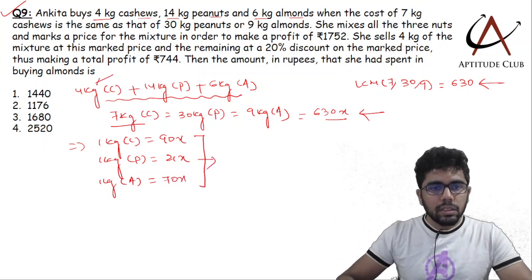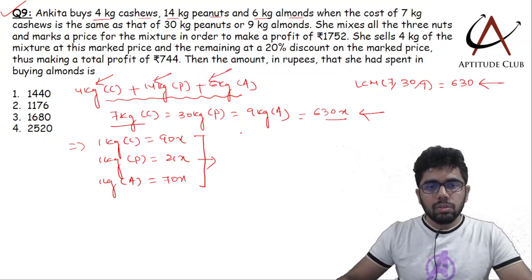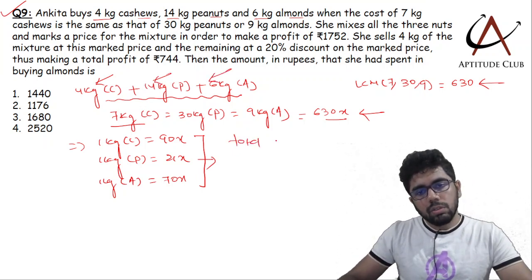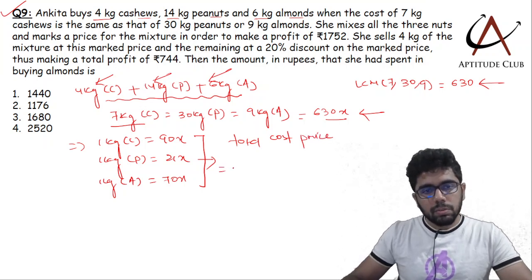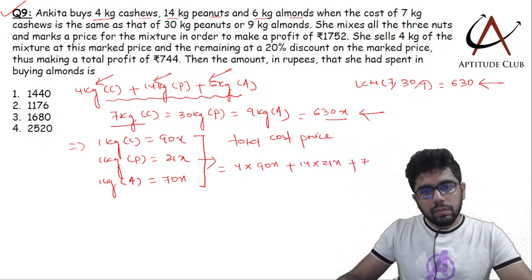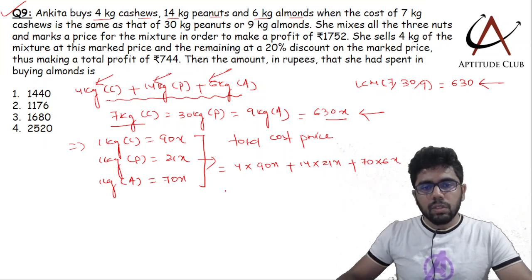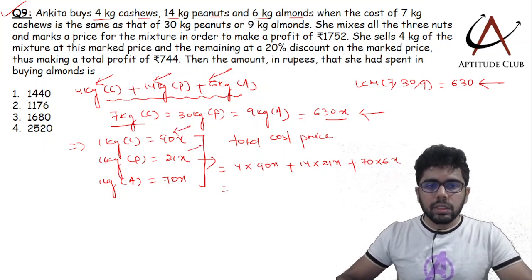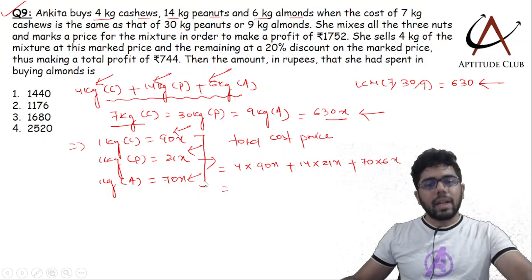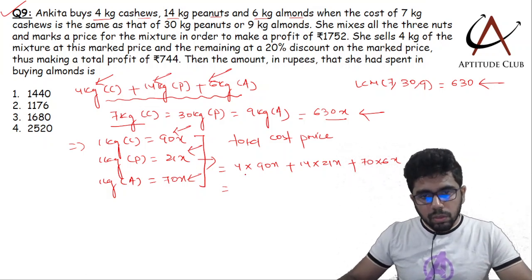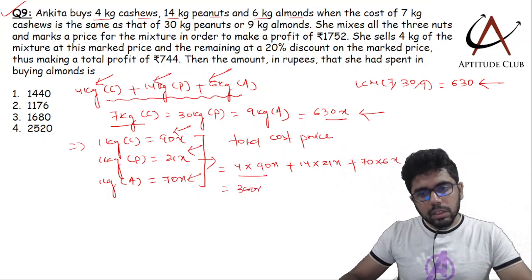And she is buying this much, तो उसका total cost price निकाल लेते हैं. Total cost price will be how much? Let us calculate the total cost price. So 4 into 90x plus 14 into 21x plus 6 into 70x. क्योंकि ये 1 kg का per kg का है, तो जितना kg into that, so 4 into 90, this will come as 360x.